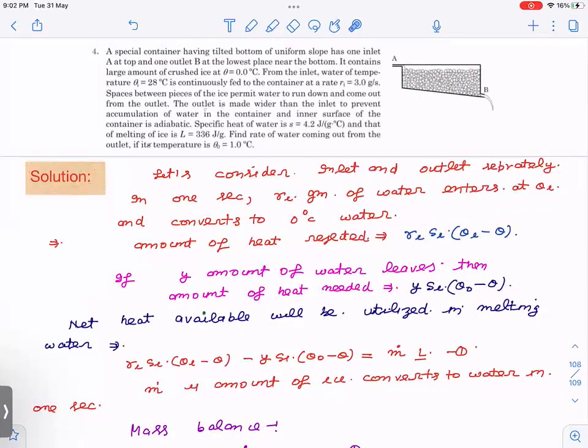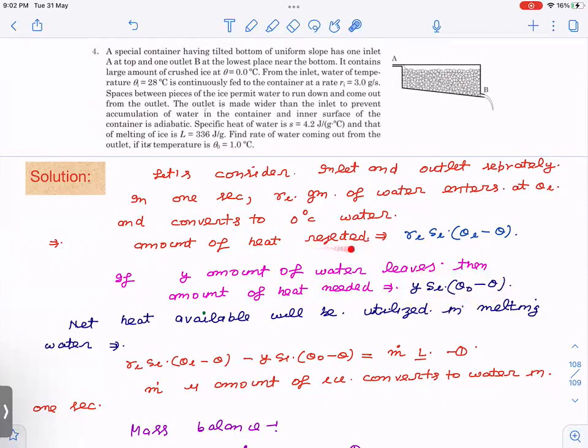Now we do the same thing for the outlet. Now we forget about the inlet. Let us say Y amount of water leaves the outlet in 1 second. Then how much heat is needed? Right now the temperature is 0°, and if it is leaving at 1 degree, again it is m s delta T. This is the rate in 1 second, which I have not written. So it is Y times s times theta naught minus theta, where theta naught is 1 and here it is 0.